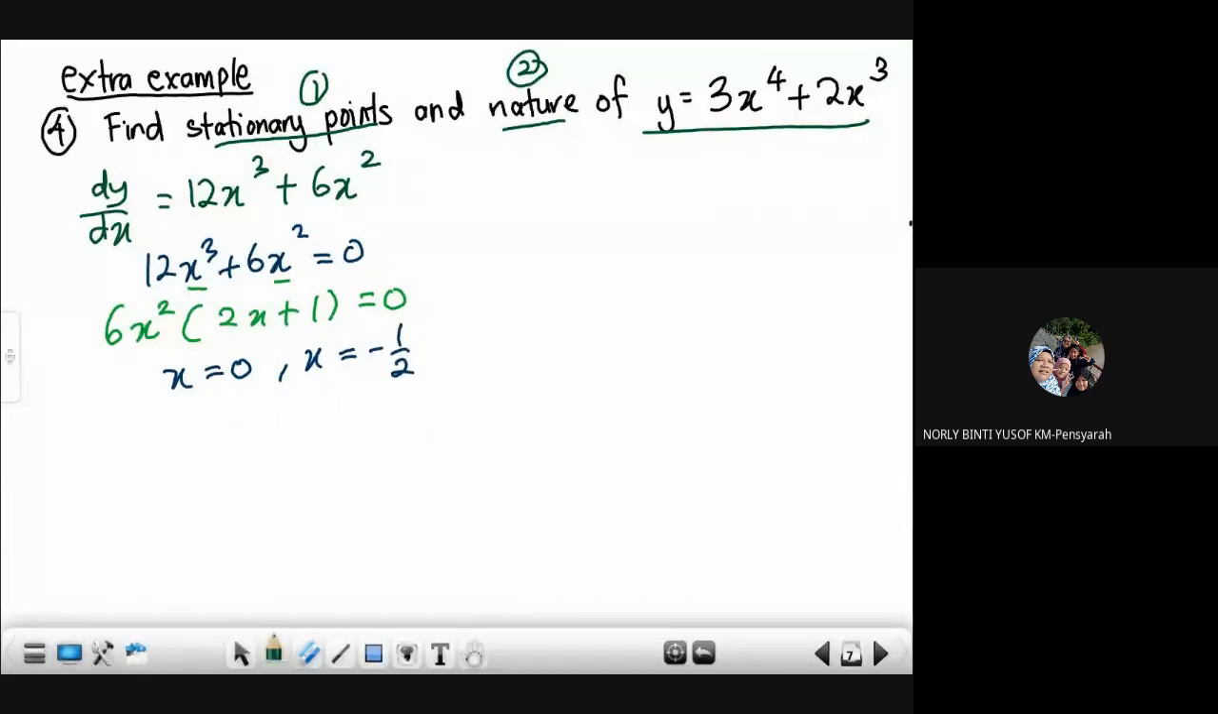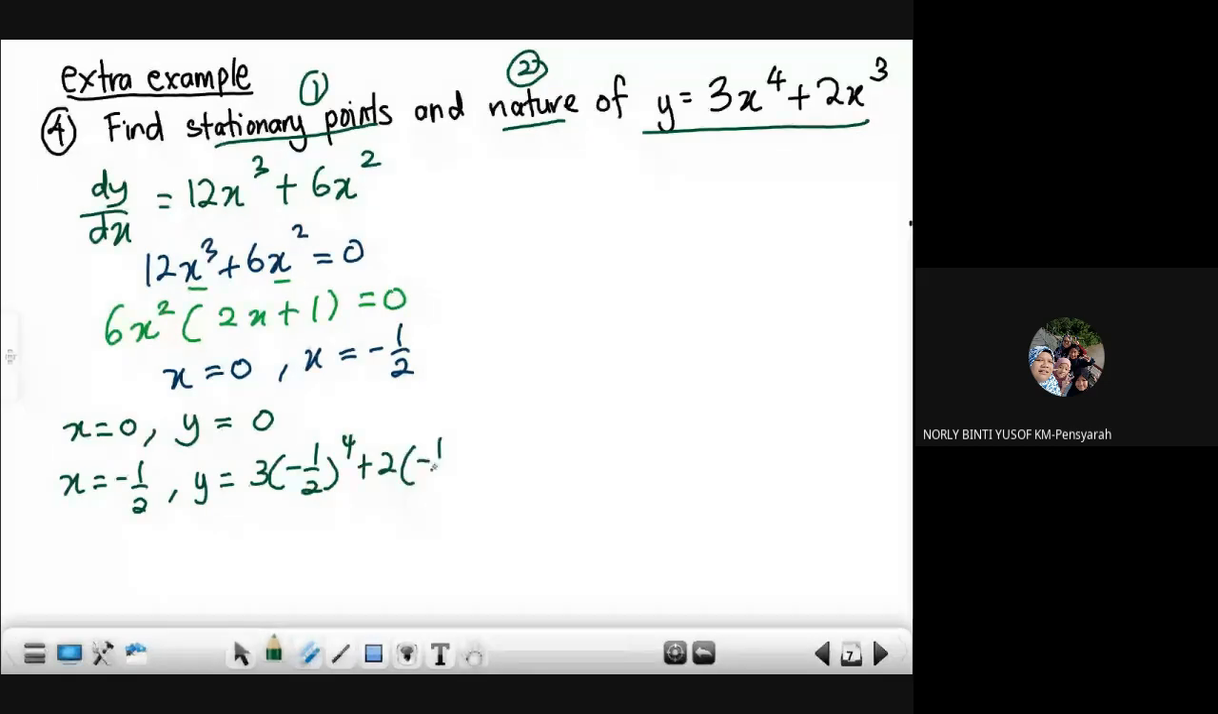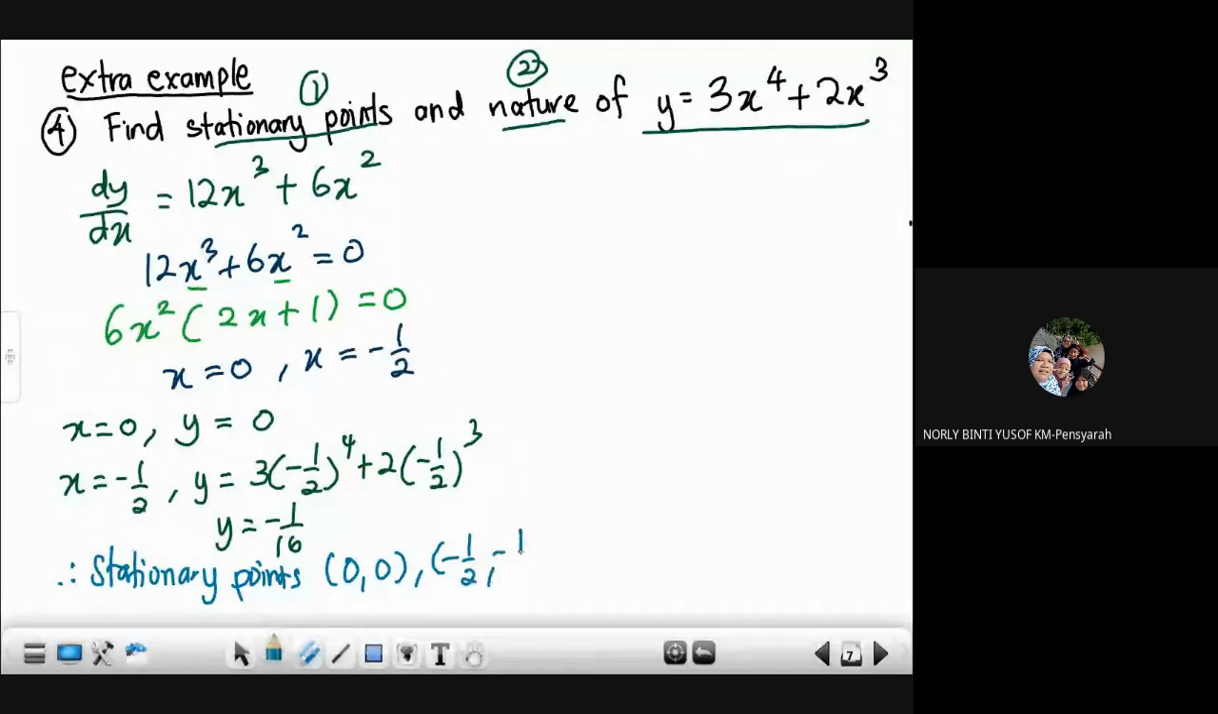Lepas tu you cari pasangan dia x, y, sebab dua-dua ni ada variable x kan. And then x negative half, you find the value when you sub, you akan dapat negative 1 over 16. So you do the conclusion. Stationary point is (0, 0) and also (-1/2, -1/16).